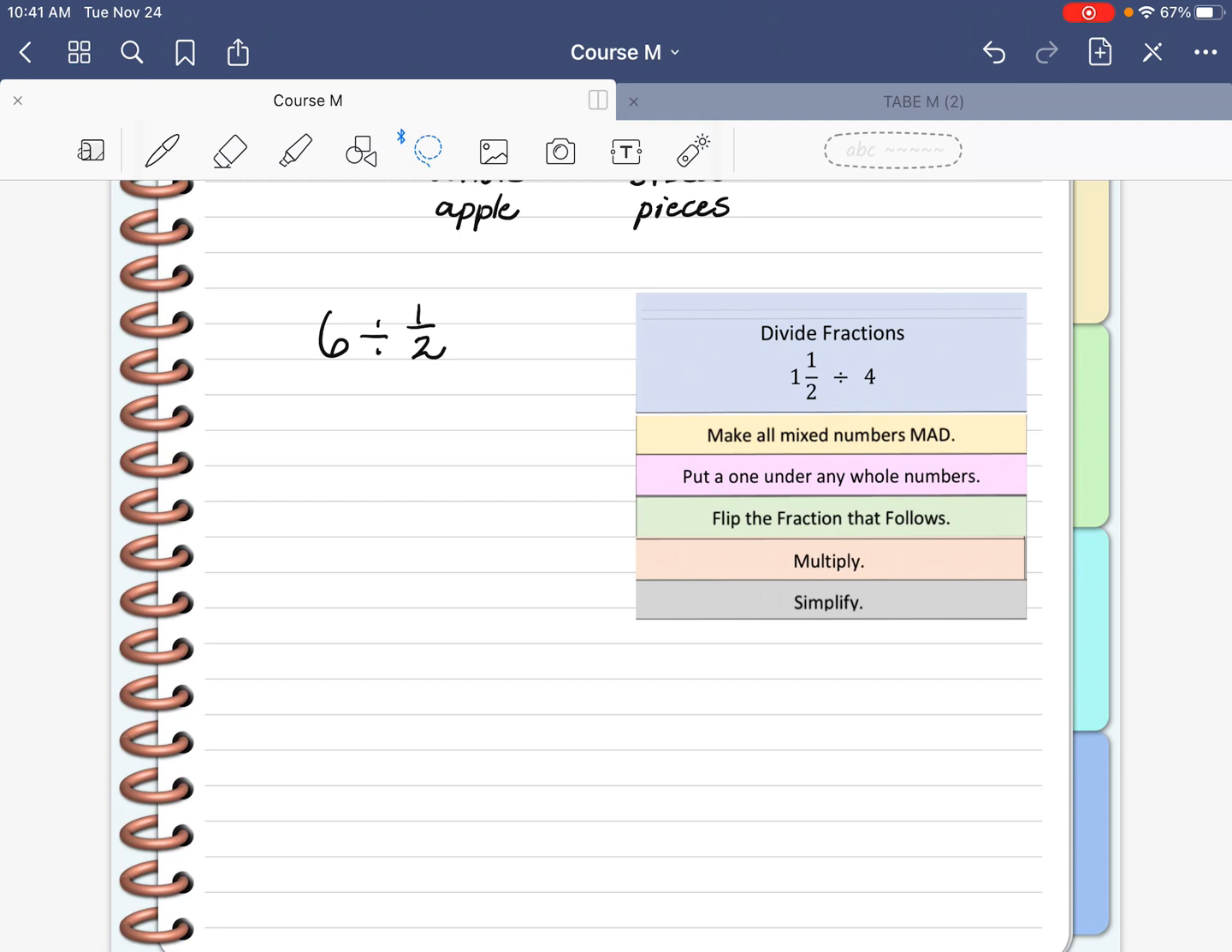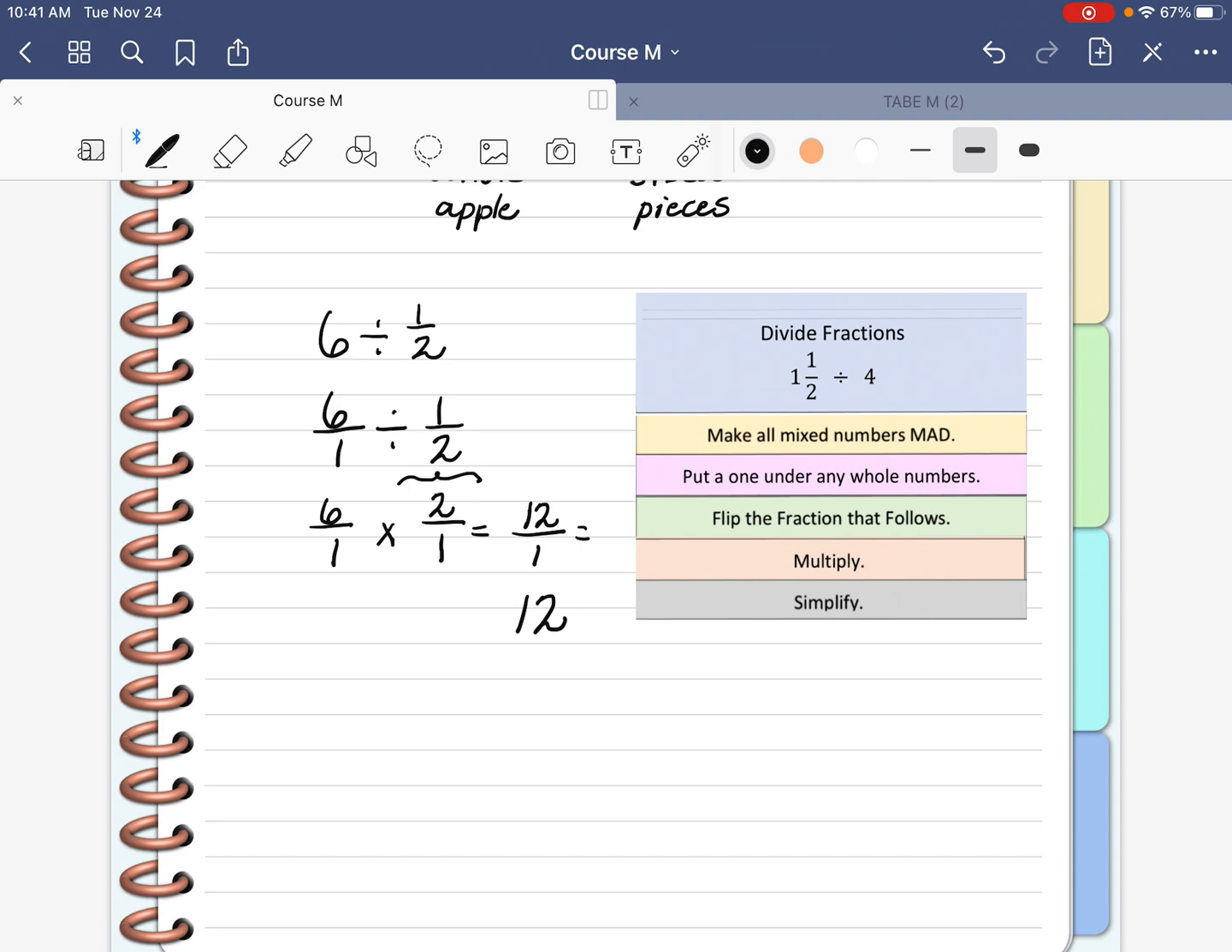Step 1 is to make all mixed numbers mad. We don't have any mixed numbers. Step 2 is to put a 1 under any whole numbers. So I'm going to put a 1 underneath the whole number 6. Then flip the fraction that follows. That one is going to turn over to be 2 over 1. Multiply top times top and bottom times bottom, and then simplify.